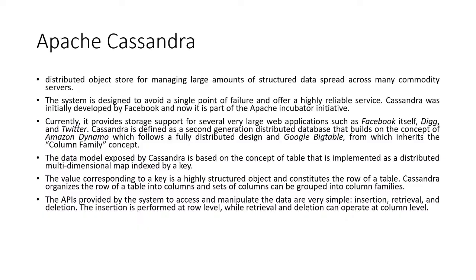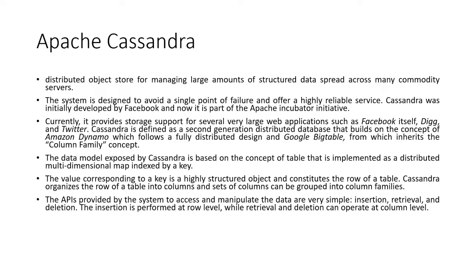Next we have Apache Cassandra. Cassandra is a distributed object store for managing large amounts of structured data spread across many commodity servers. The system is designed to avoid a single point of failure and offers highly reliable services. Cassandra was initially developed by Facebook and now it is part of the Apache Incubator initiative. Currently, it provides storage support for several large web applications such as Facebook itself, Digg, and Twitter.